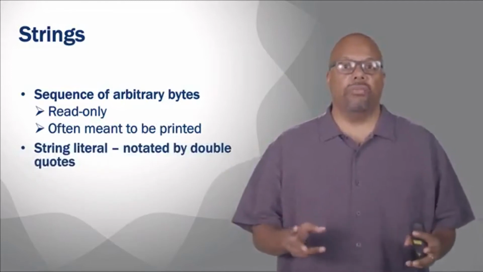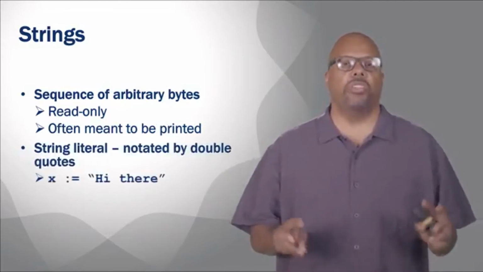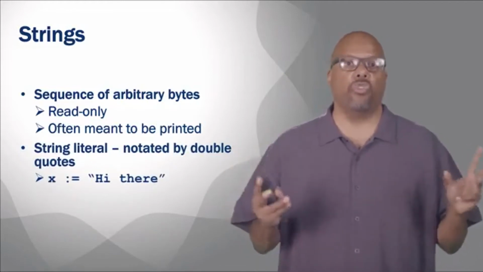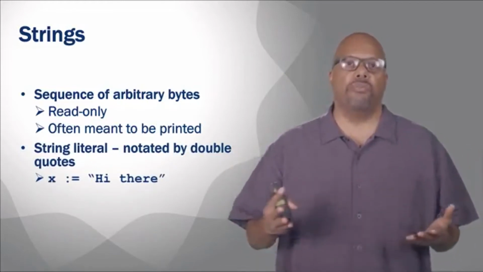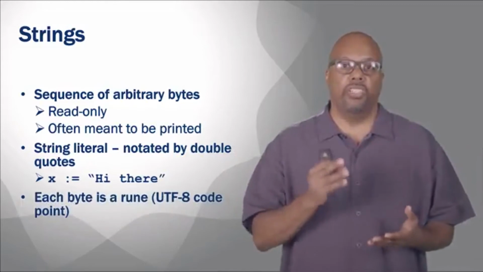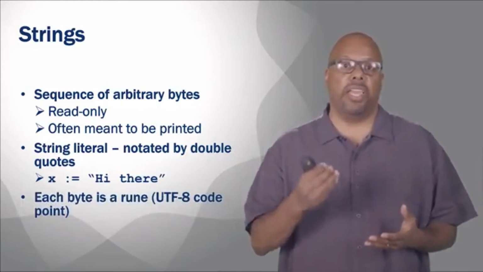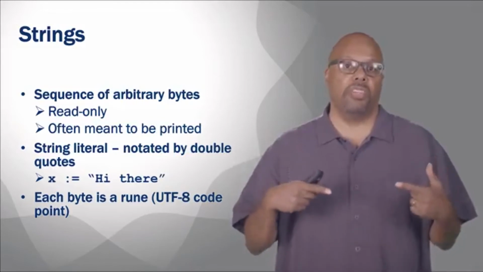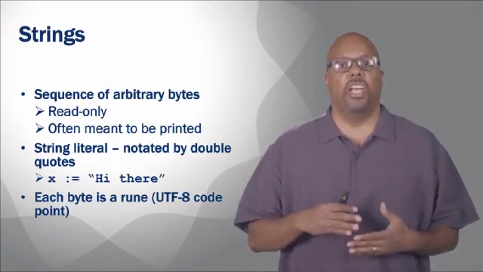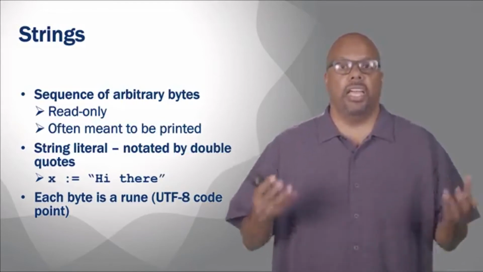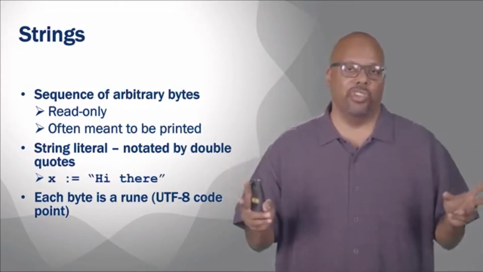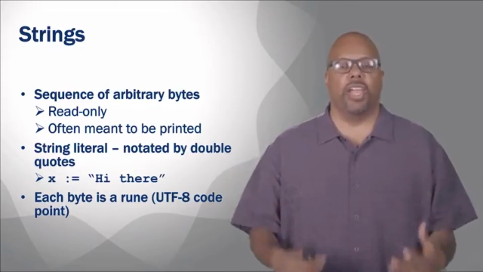A string literal is just a string that's notated with double quotes. So, for instance, if I say x colon equals "hi there", that's a string literal. And that's a sequence of bytes. Each one of those characters, H, I, space, T, H, E, R, E, is going to be represented as a rune, a UTF-8 code point. And they're put together in an array of those. We'll cover arrays soon, but an array of those is going to be a string.